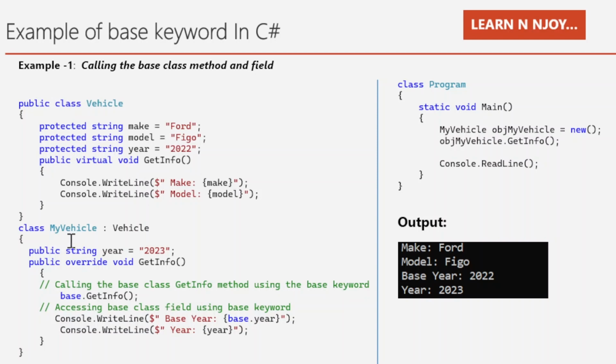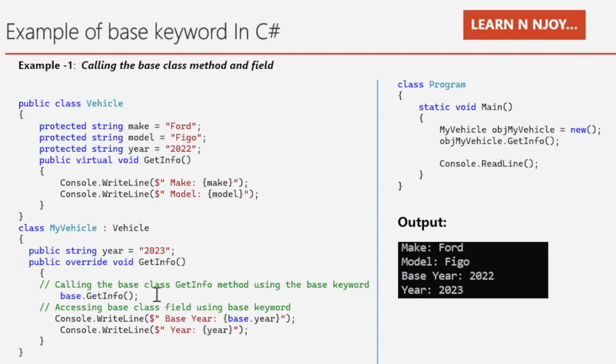Then there is a class named MyVehicle. It is inheriting this Vehicle class. In the MyVehicle class, I have defined a string variable year and I have assigned the value 2023. There is a GetInfo method. In this method, I am going to call the base class GetInfo method with the help of the base keyword. That's what I have written, base.GetInfo.